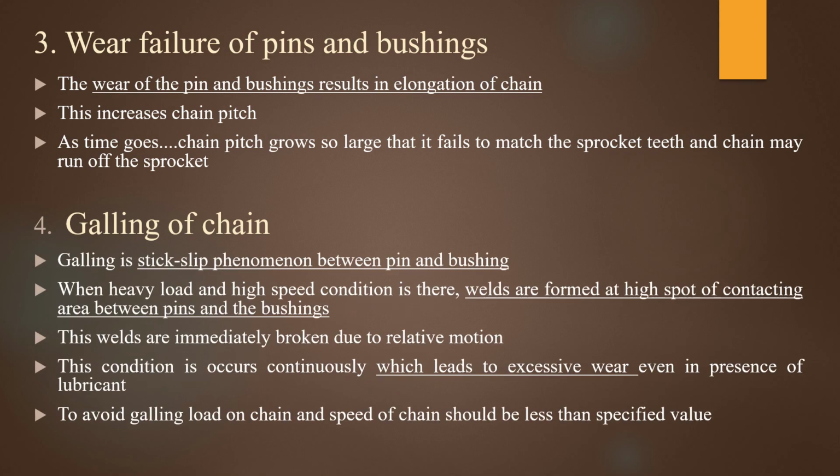The fourth mode of failure is galling of a chain. Galling is a stick-slip phenomenon between pin and bushing. When heavy load and high speed conditions are there, welds are formed at high spots of the contacting area between pins and bushings. These welds are immediately broken due to the relative motion, which leads to excessive wear even in the presence of the lubricant. So to avoid galling, the load on the chain and the speed of the chain should be less than the specified values of the manufacturers.